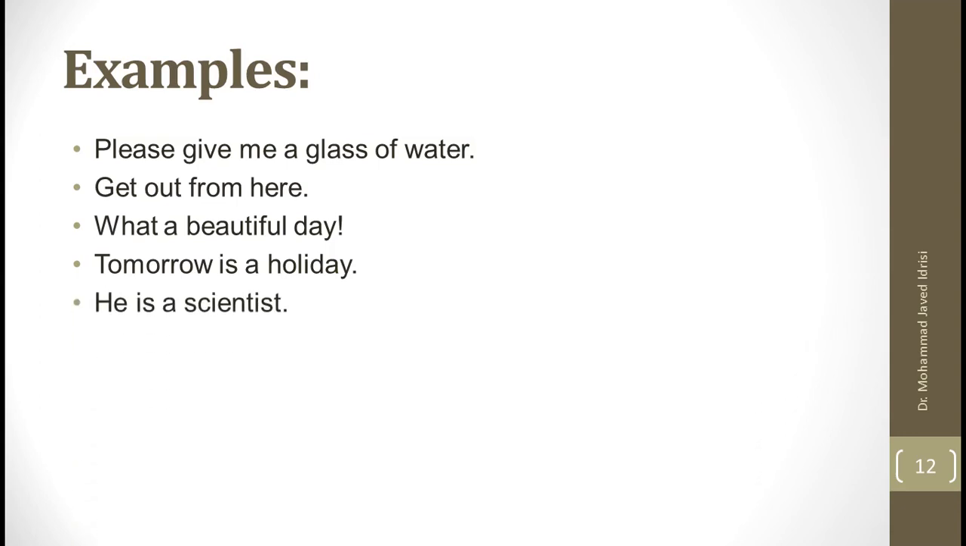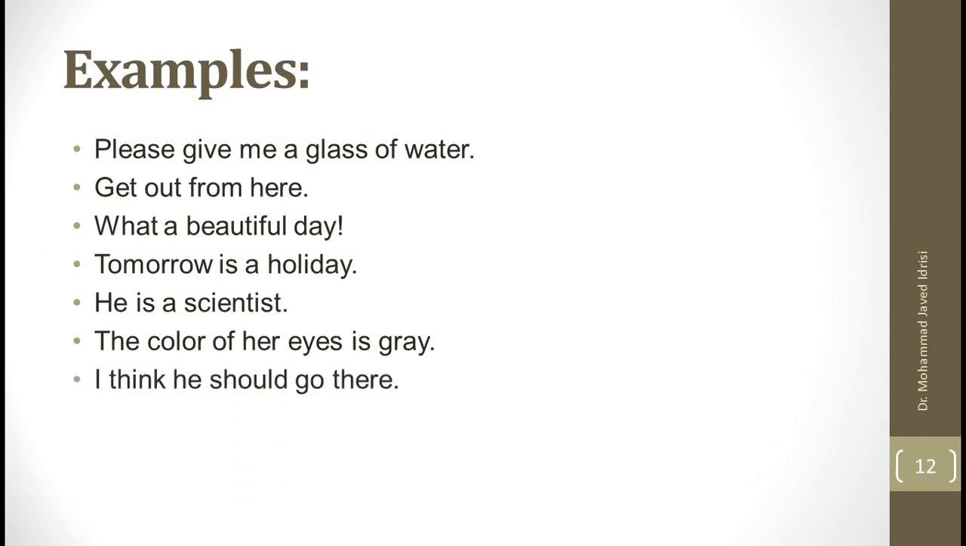He is a scientist. Here this sentence is not clear. Who is he? If I say Albert Einstein is a scientist, then it is a proposition. But here the meaning of sentence is not clear, hence it is not a proposition. Similarly, the color of her eyes is grey is not a proposition. I think he should go there. This is an opinion and hence not a proposition. Samia is beautiful. This is ambiguous sentence and hence not a proposition.